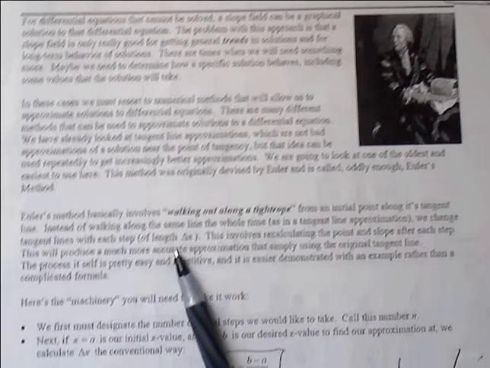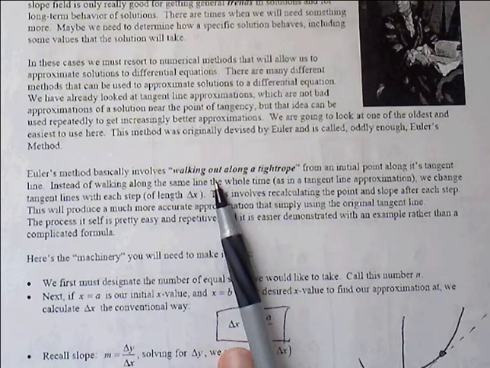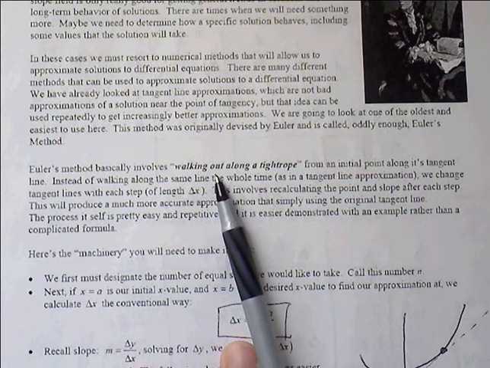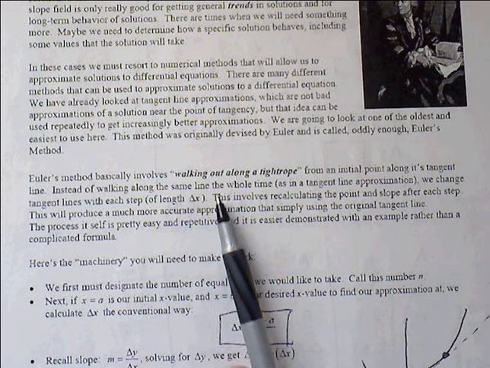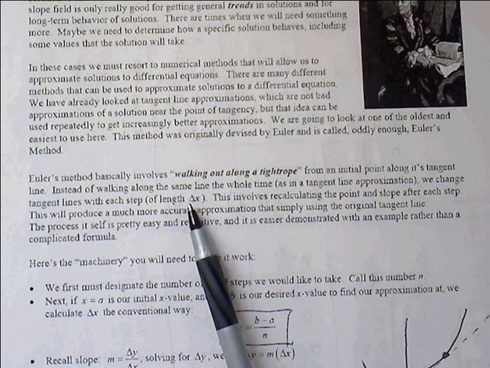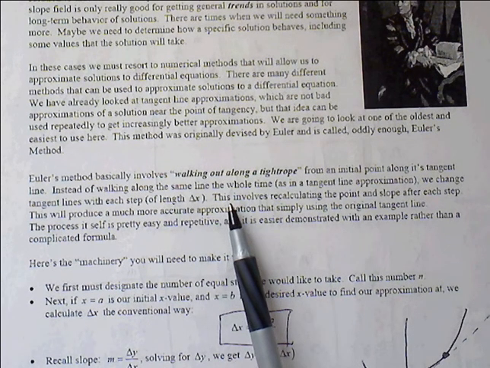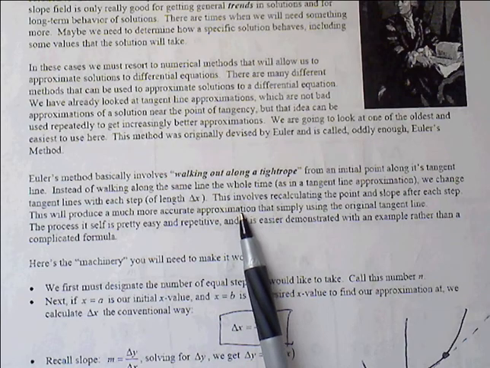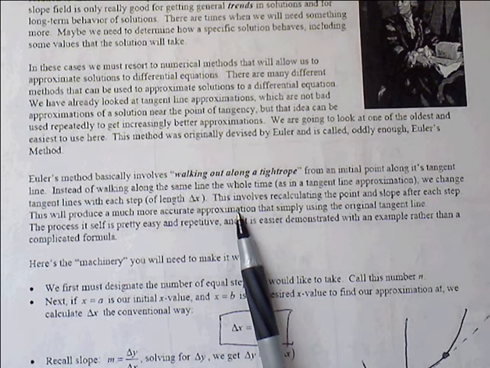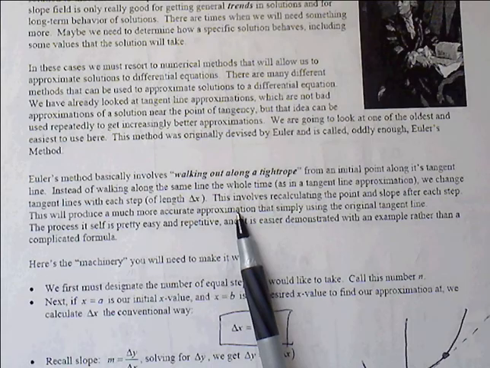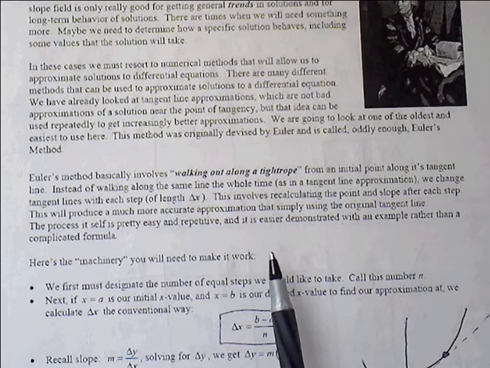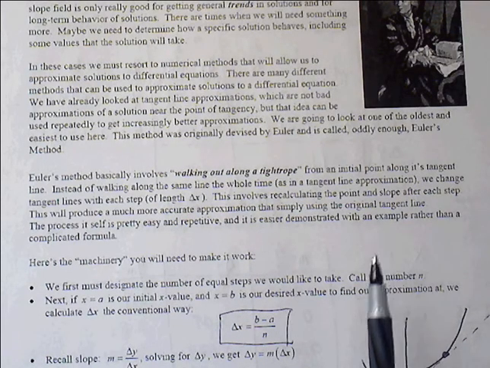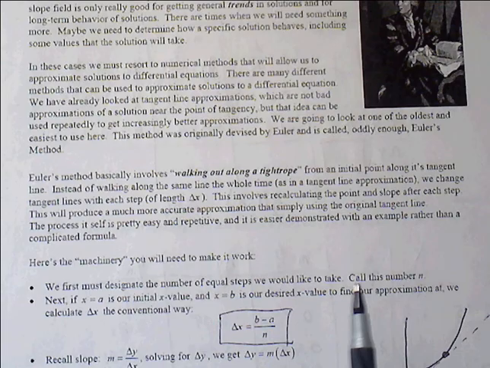Euler's method basically involves walking along a tightrope from an initial point along its tangent line. Instead of walking along the same line the whole time, we change the tangent line with each step. This involves recalculating the point and the slope after each step. This will produce a much more accurate approximation than simply using the original tangent line. The process is pretty easy and repetitive, and the best way is just to go through an example.